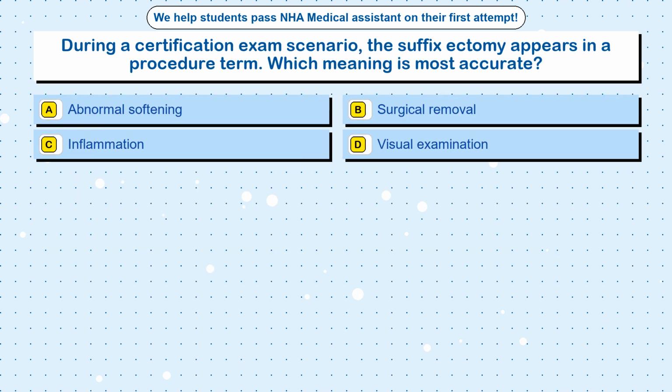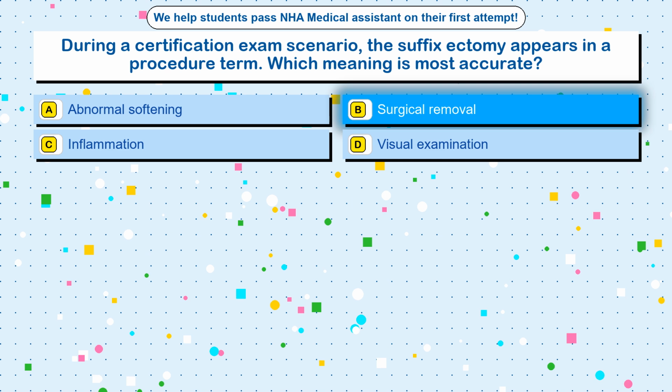Question 29. During a certification exam scenario, the suffix ectomy appears in a procedure term. Which meaning is most accurate? Option A, abnormal softening. Option B, surgical removal. Option C, inflammation. Option D, visual examination. The correct answer is option B, surgical removal.